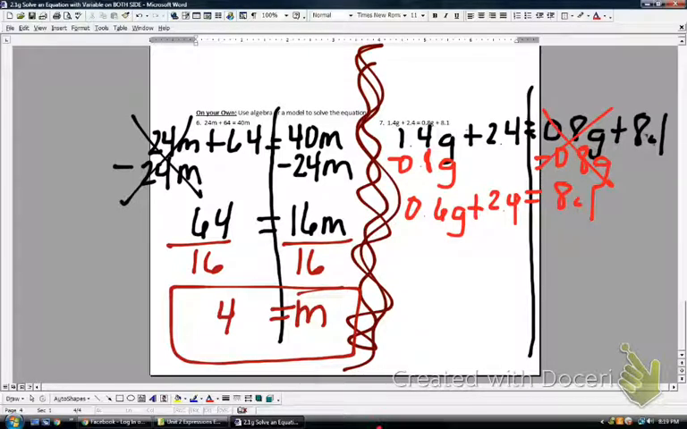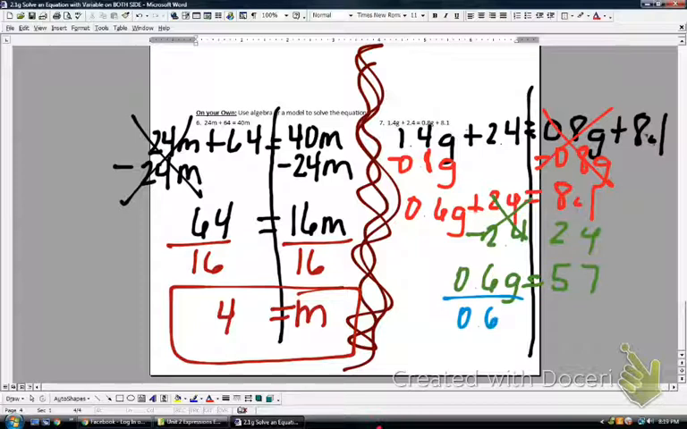Okay, then I have to undo this 2.4. And to undo addition, I subtract. So I'm going to subtract 2.4 from both sides. I am left with 0.6g equals 5.7. Then I have to undo multiplication with division. So I'm going to divide on both sides. So I am left with g equals 5.7 divided by 0.6. Again, I used a calculator. And g equals 9.5.